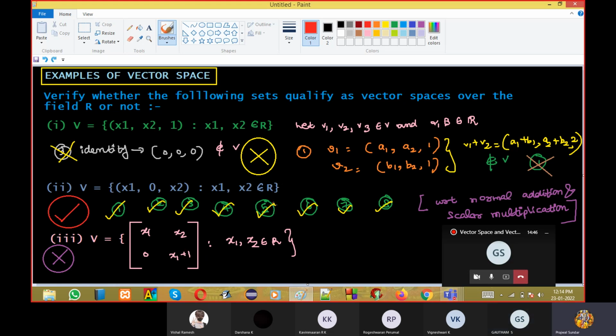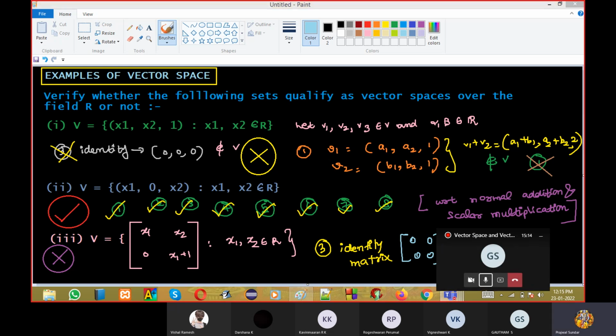Actually what Gautam said is correct. I just wanted to tell that. But still it's not a vector space. I'll explain what Gautam said anyway. But if you observe carefully, this condition is not there. The third condition states we need to have an identity, the zero matrix. What is the identity for this vector space? We need to have 0, 0, 0, 0. Is it a part of this vector space?